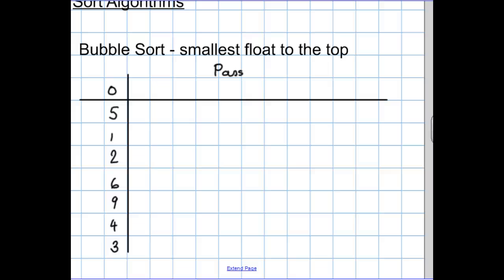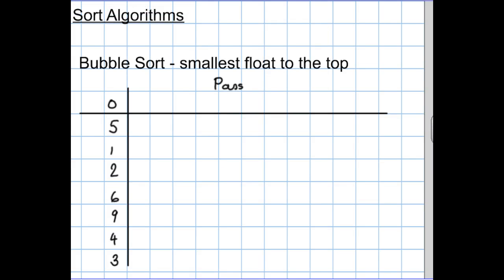Hello there. In this video, I'm going to try to explain the bubble sort algorithm. It's a way of sorting numbers, and if you wanted to summarize it in a phrase, it's the smallest float to the top. Right, let's look at how it works.